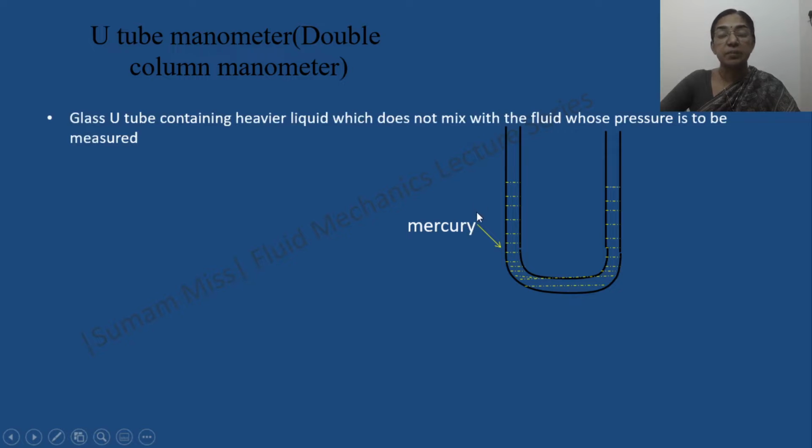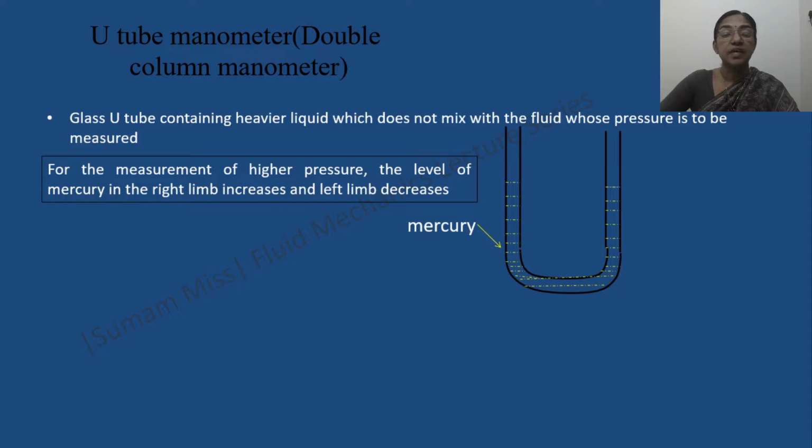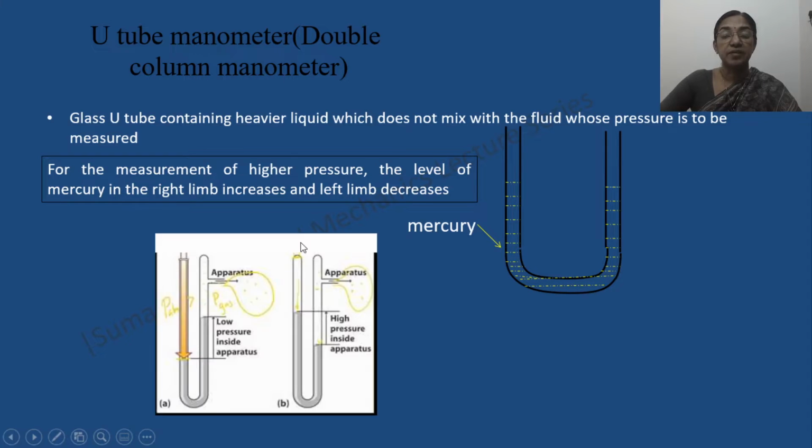Now, if you want to measure the pressure, one of the limbs is connected to the apparatus where we want to measure the pressure. Suppose this portion is connected to the apparatus holding a liquid whose pressure is to be measured. Then if the pressure is higher than atmospheric pressure, it will push this mercury down, so that the level of mercury in the left limb goes down, whereas the level of mercury in the right limb goes up. This can be explained by referring to this figure.